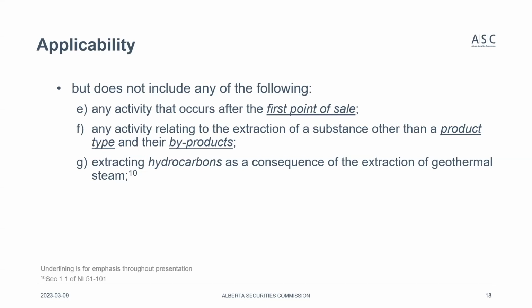Anything that occurs after that custody point, where there's a transfer of the product types, we call the first point of sale. Anything after that is not considered oil and gas activities. So anything downstream of that would not be considered oil and gas activities. But in general, anything that is not related to the extraction of a product type or its byproducts would not be considered oil and gas activities.